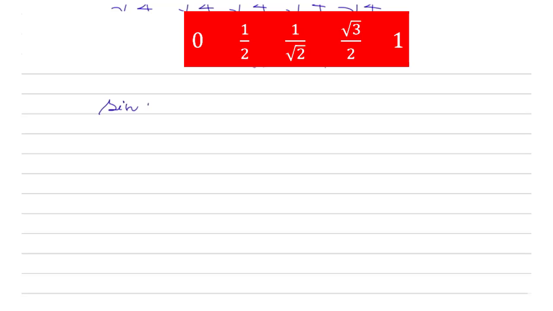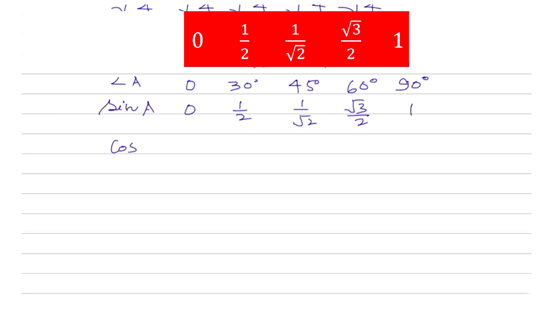These are actually the values of the angles 0, 30 degree, 45 degree, 60 degree and 90 degree of sin A. Therefore, sin 0 is 0, sin 30 is 1 by 2, sin 45 is 1 by root 2, sin 60 is root 3 by 2, sin 90 is 1.